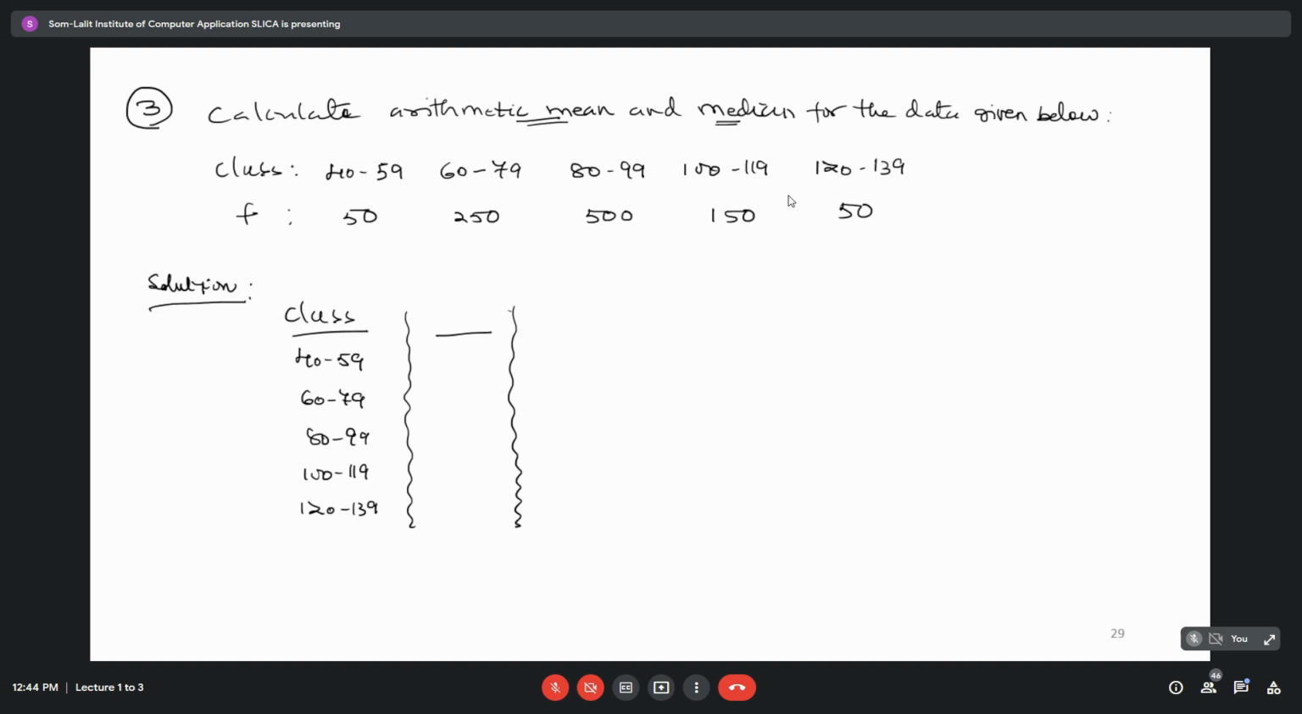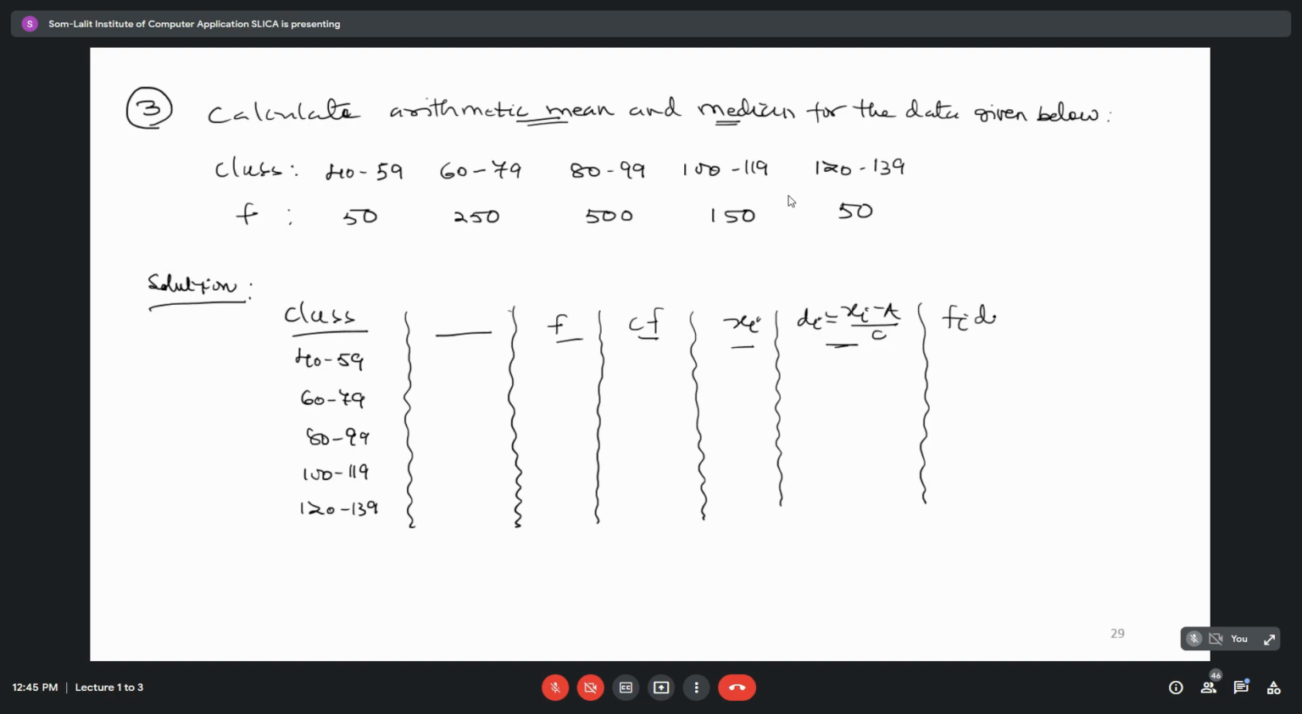You need to do that first. Then, as usual, you go for a midpoint, or you can write just your frequency first. Then the next column is for CF, cumulative frequency, which is just to get the median. Then you require Xi, the midpoint of each class. Then you need to get the deviations, that is (Xi minus A) by C. You can do it directly also without using this. Then the final column is fi di. So you need to prepare this many columns.